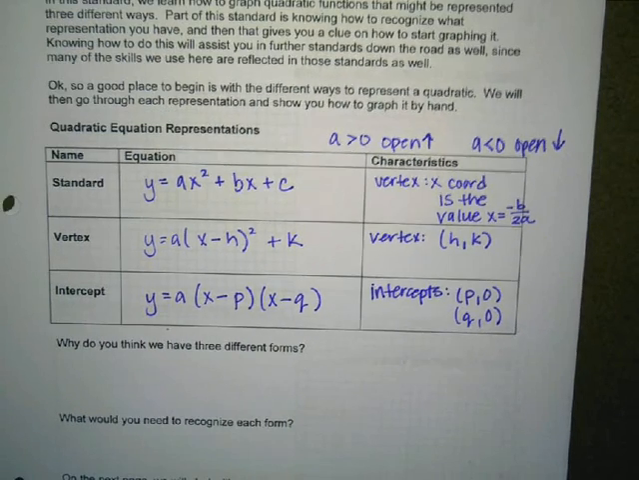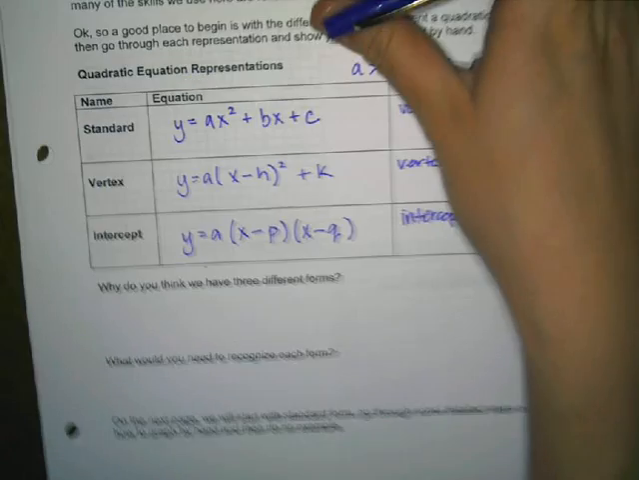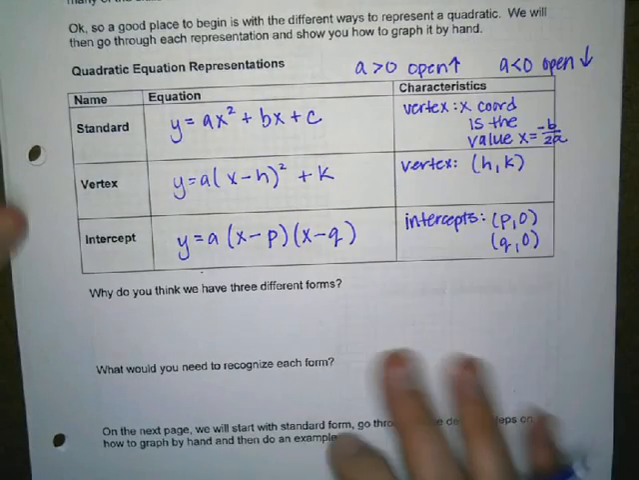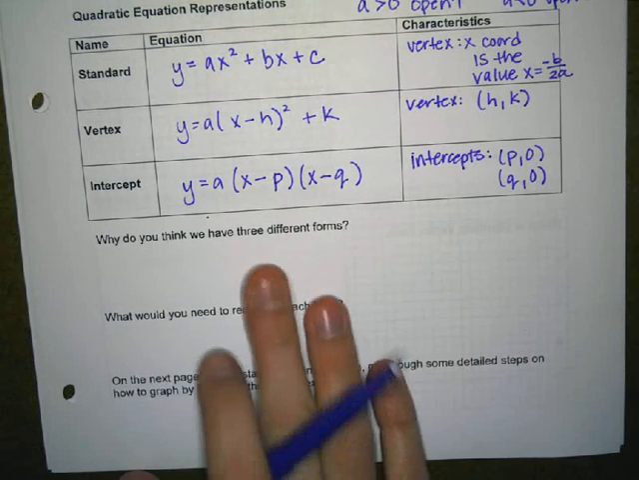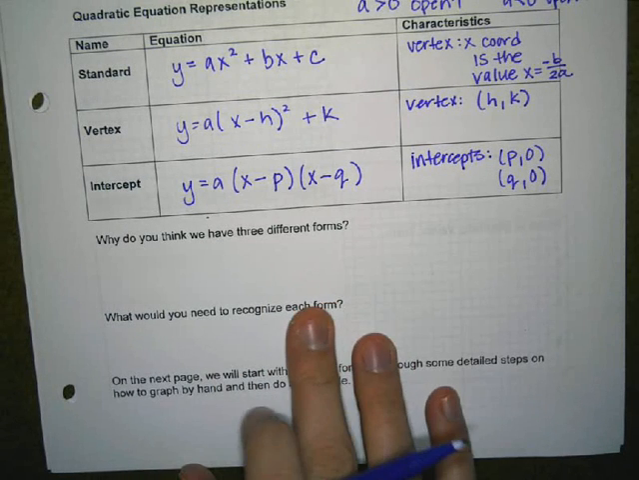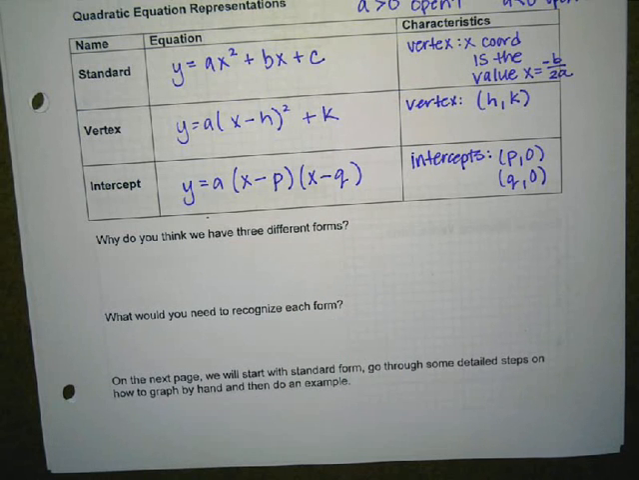Okay, so these are the three forms we're going to focus on today. Why do you think we have three different forms? What would you need to recognize each form? We're going to fill these out after we do the examples, because I think we'll be able to pull more brains than just mine to answer those questions once we go through some of the steps. So, go ahead and flip.